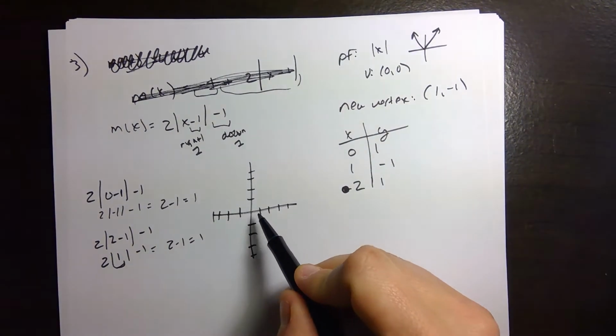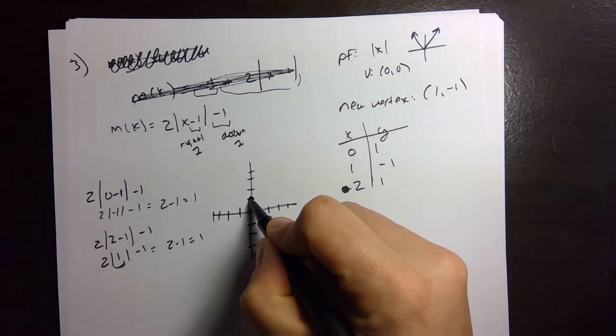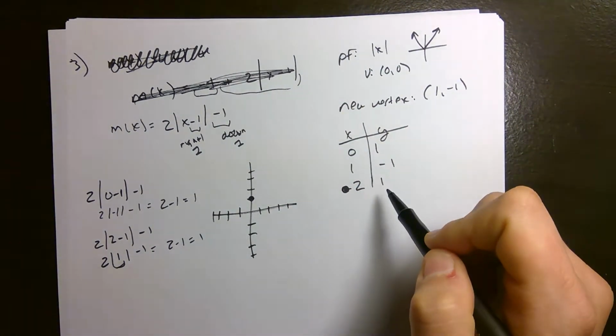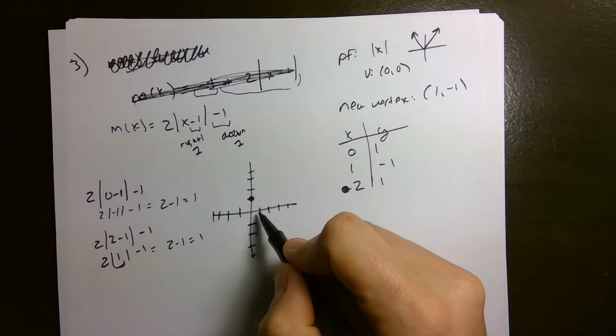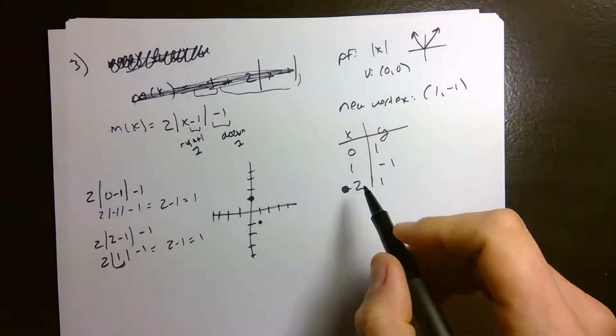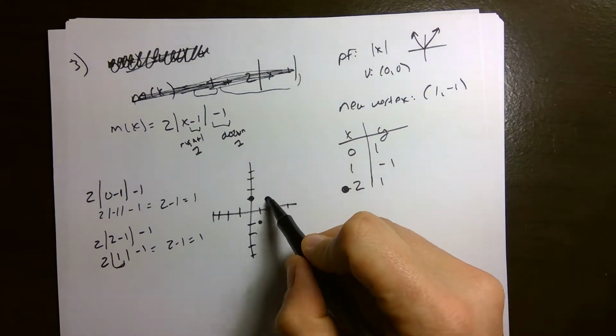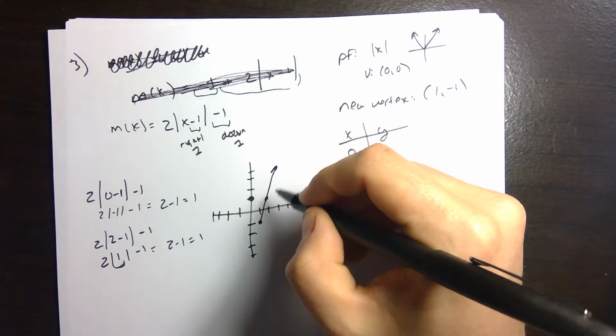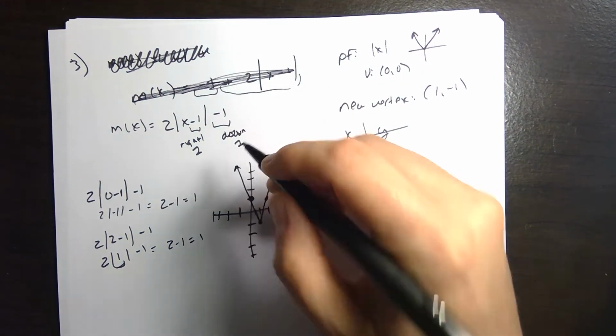Okay, so 0, 1, that's going to put me here on the y-axis. And then my vertex, which is actually 1, negative 1. So I go right 1, down 1, okay? And then my last point, 2, 1. So right 2, up 1. And again, I know it's supposed to be in the shape of a V. And so I will connect those points, and now my graph is done.